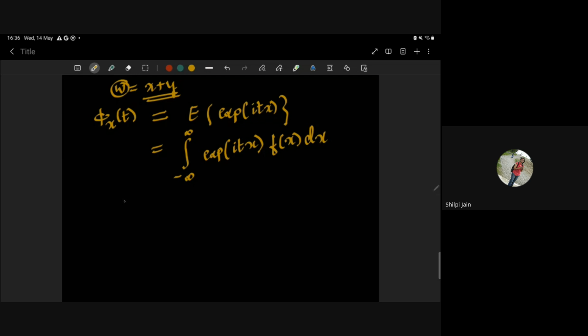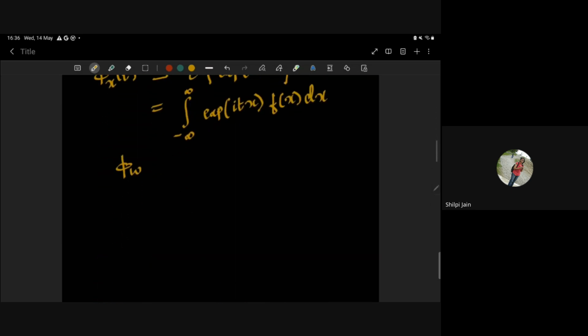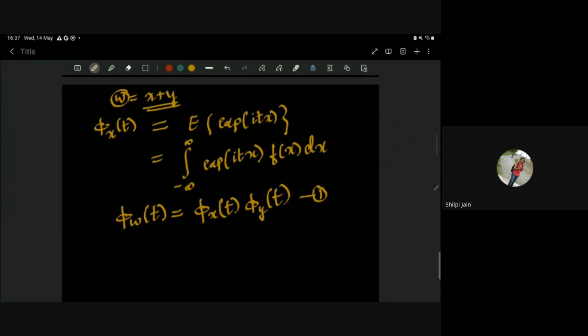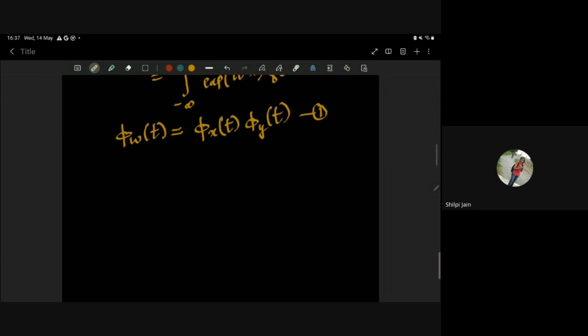Now, what you saw in the slides today is that the characteristic function of the sum of two random variables is just the multiplication of the individual ones. You can see that in the slides, but it's very easy to see. So this is what we will use. Now let's determine the characteristic function of an exponential function.